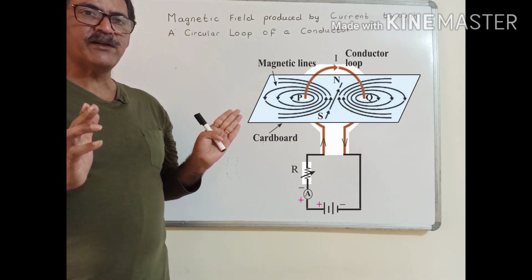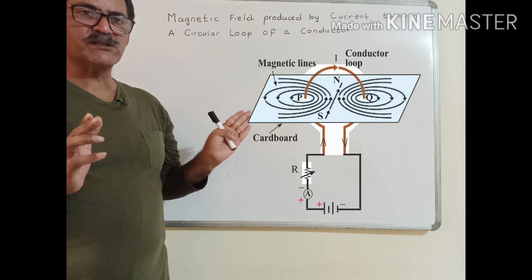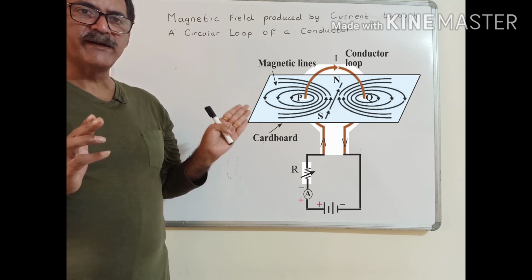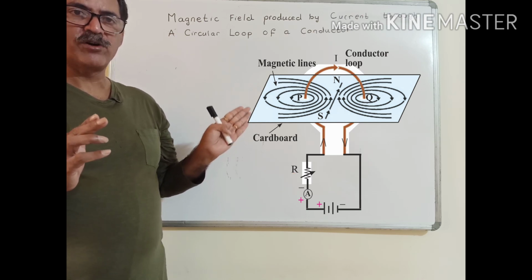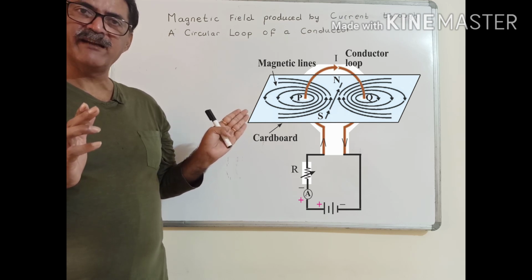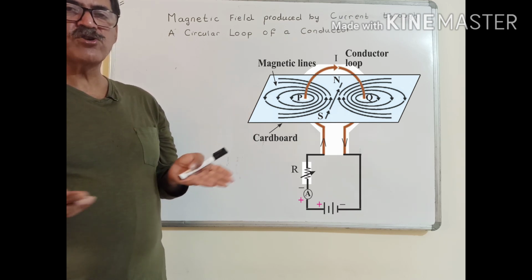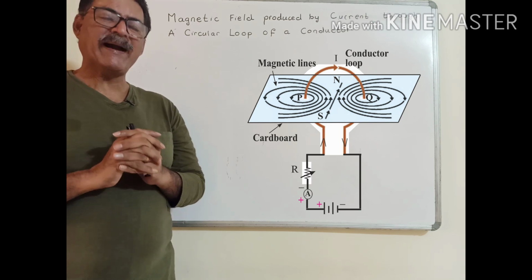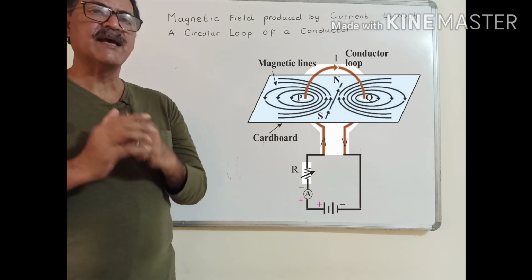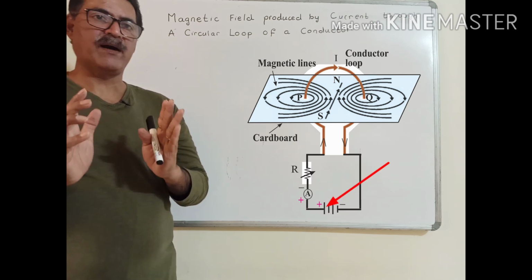One end you can connect to a rheostat. The rheostat is meant to increase or decrease the flow of current in order to study the intensity of the magnetic field. Then also in series you will connect a battery, that is a number of cells, and you will also connect a plug key.